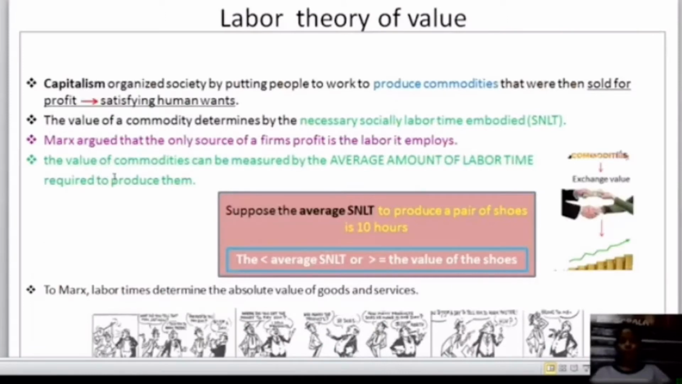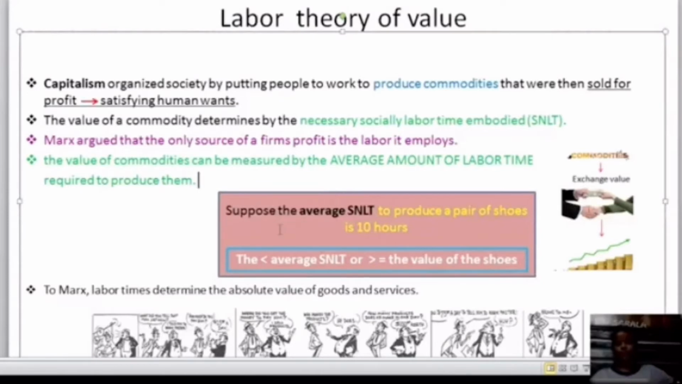First, we see the labor theory. Capitalism organized society by putting people to work to produce commodities that were then sold for profit and satisfying human needs. So here we see the commodity we buy or sell in the market, we get money and it makes a profit. To produce a commodity we definitely need labor time. The value of a commodity is determined by the socially necessary labor time embodied, SNLT. Here we see the formula: if the average SNLT increases or decreases, the value of the product stays the same.